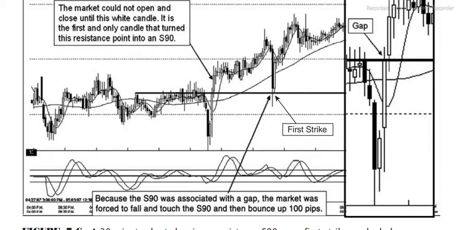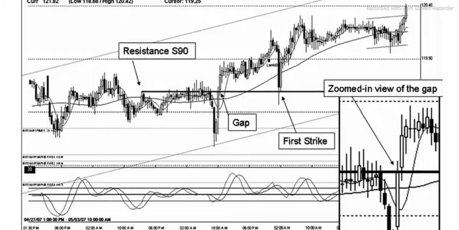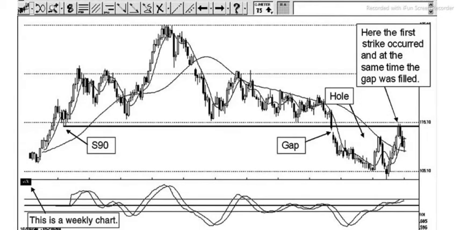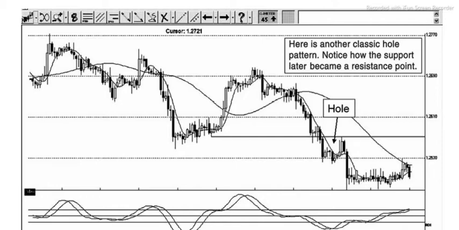Another variable to consider regarding S90 crossover is what we call first strike, which is shown in this figure and this figure and this figure. Larger time compressions have more value and strength when the S90 crossover is combined with a gap. This figure shows a weekly chart that was filled in association with S90 crossover.